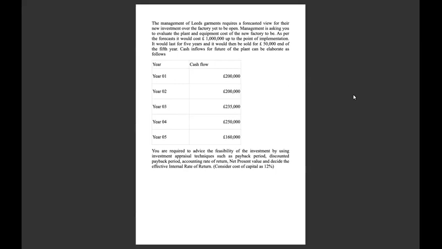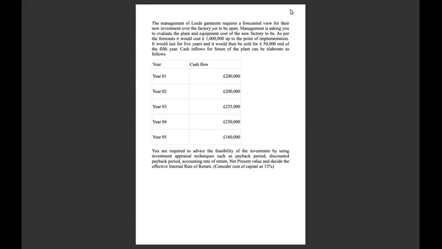This question states you're required to advise on the feasibility of the investment by using investment appraisal techniques such as payback period, discounted payback period, accounting rate of return, net present value, and decide the effective internal rate of return. Consider the cost of capital as 12%. So this is the discounting factor that we'll be using for the question.